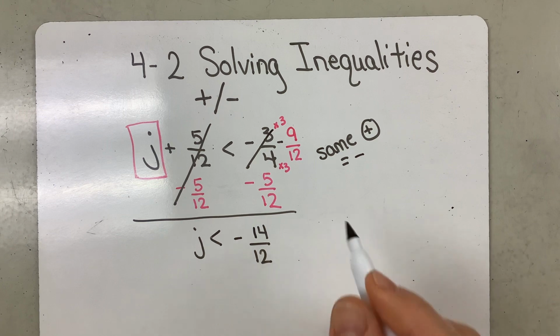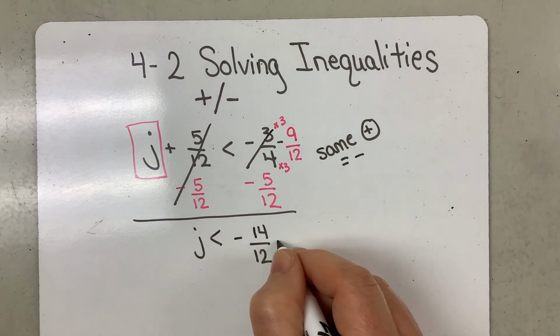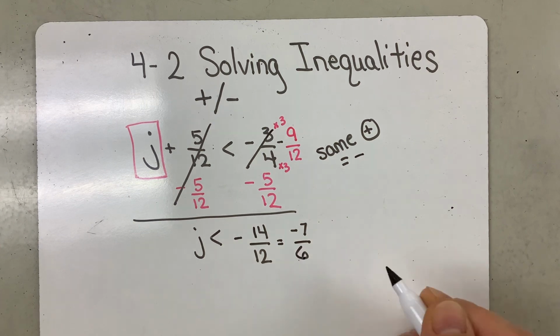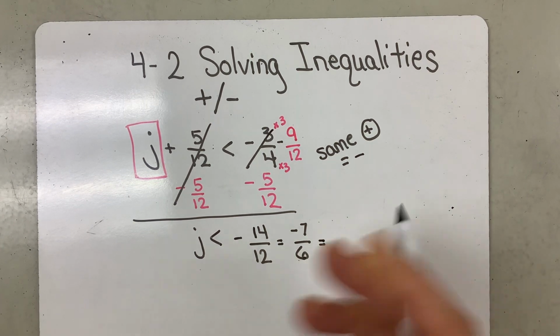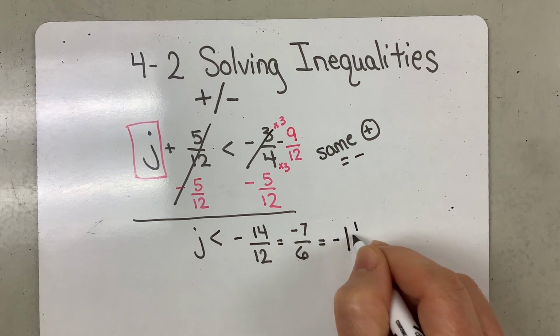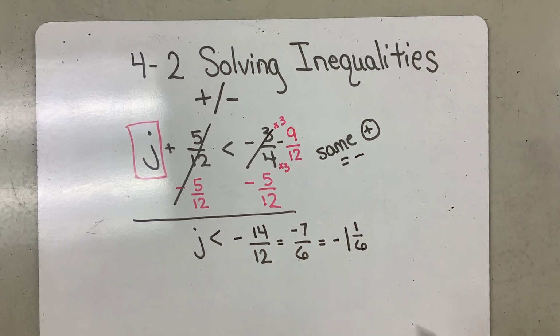And we can't leave it there, so you could either reduce it, which would give you negative 7 over 6, or you can go ahead and 6 goes into 7 one time, leaving us 1 left over. Okay, so J is less than negative 1 1/6.